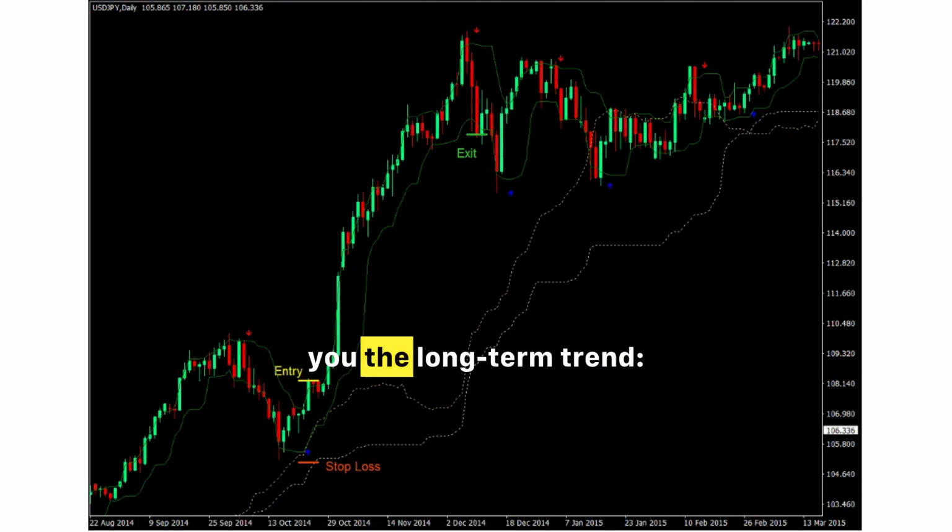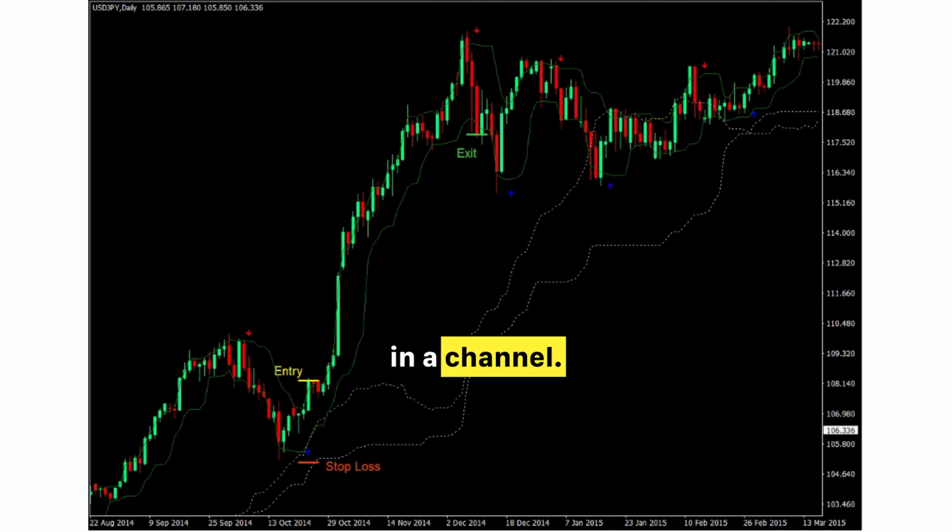Ichimoku Kumo gives you the long-term trend. Bullish if Senkou Span A is above Senkou Span B, bearish if reversed. Lukas 1, arrows and curves, wraps price in a channel. When price breaks and direction shifts, it plots an arrow for momentum reversal.